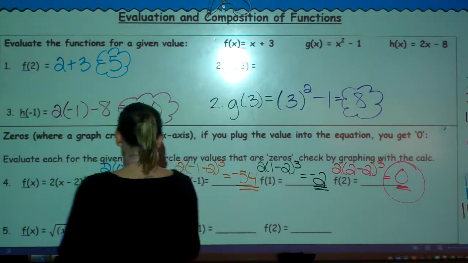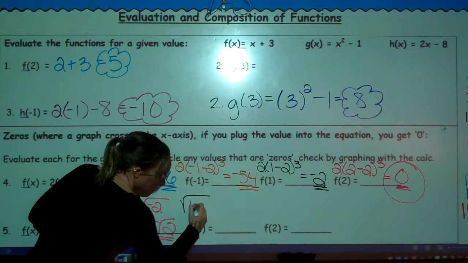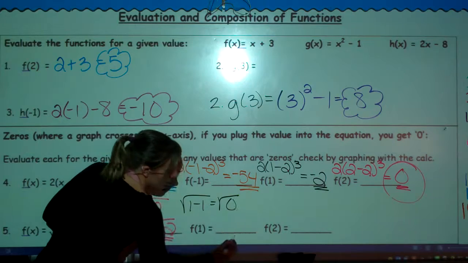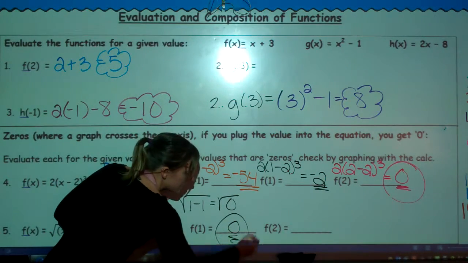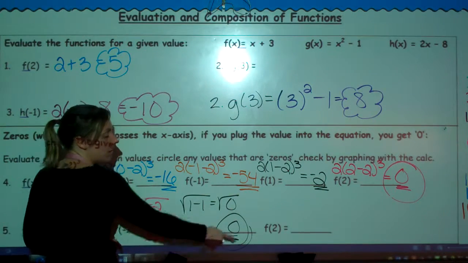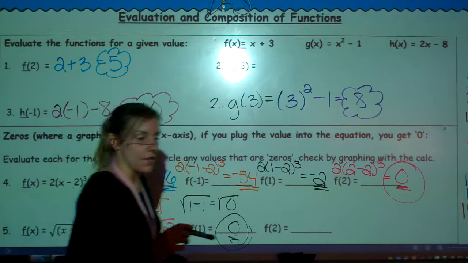All right, so I put in a 1 right here. It's the square root of 1 minus 1, which is the square root of 0, which is a 0. And so since we got out a 0, that means that this number 1 is a 0, because it gives us a 0 as a result.